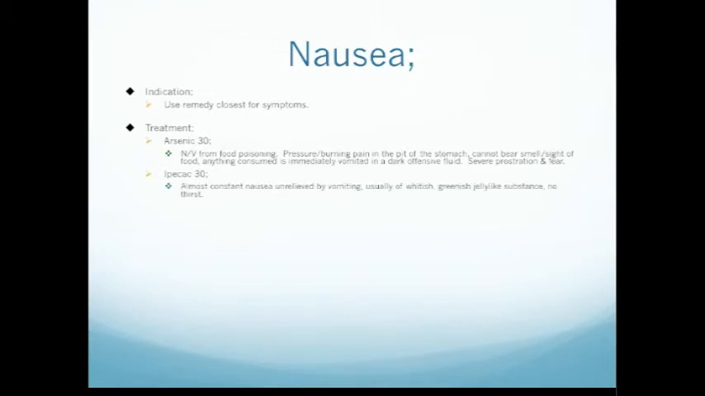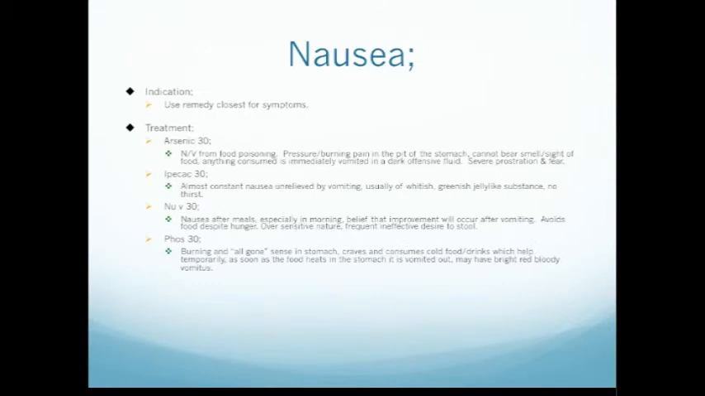Ipecac 30 is good for those with almost constant nausea unrelieved by vomiting, usually of a whitish, greenish, jelly-like substance, but no thirst. Nux vomica 30, nausea after meals, especially in the morning, with belief that improvement will occur after vomiting. Patients will avoid food despite the hunger. They may have an oversensitive nature. There will be a frequent but ineffective desire to pass stool.